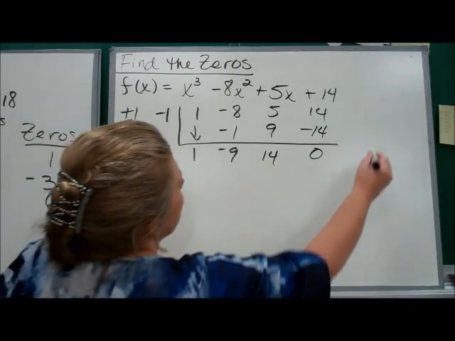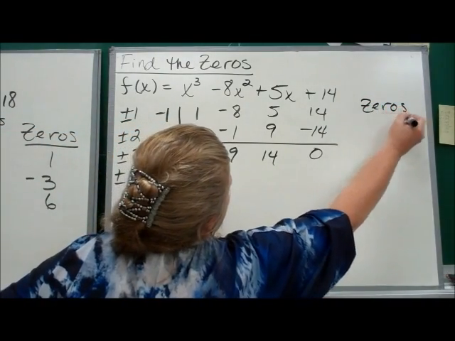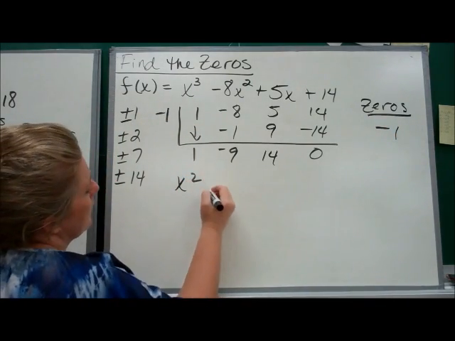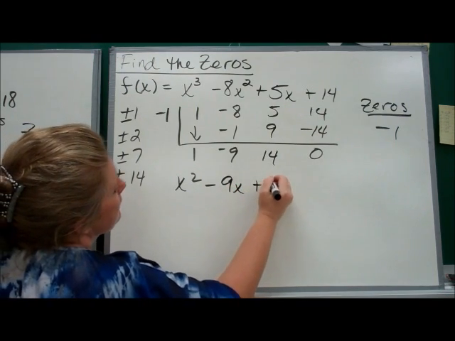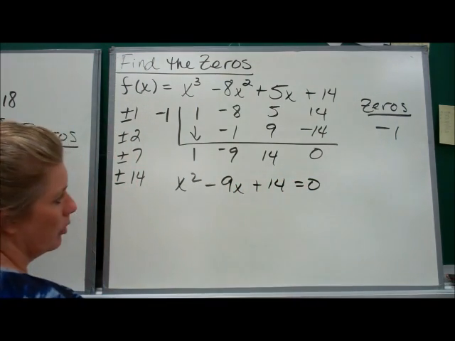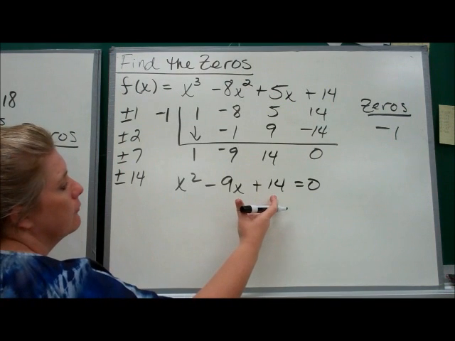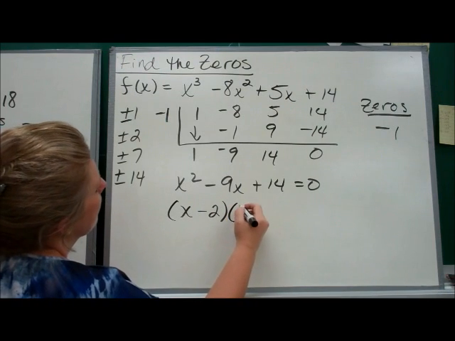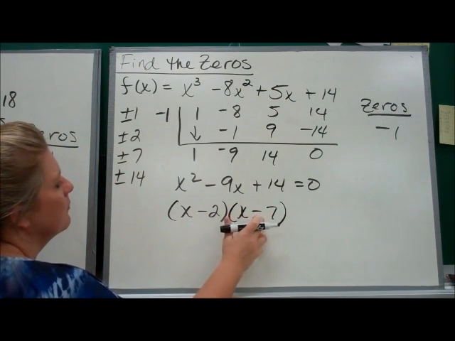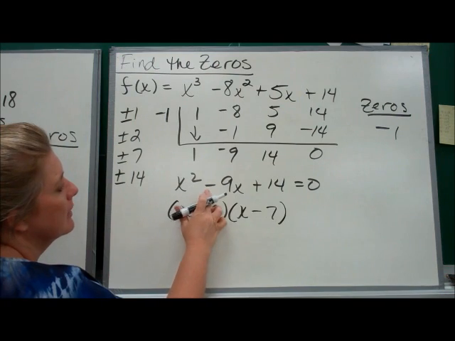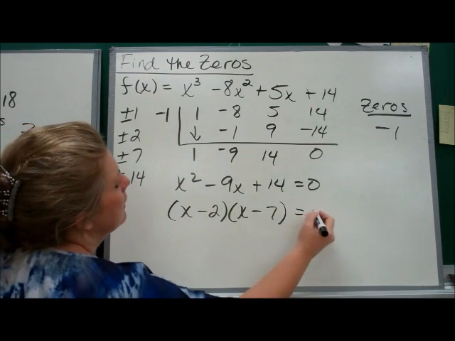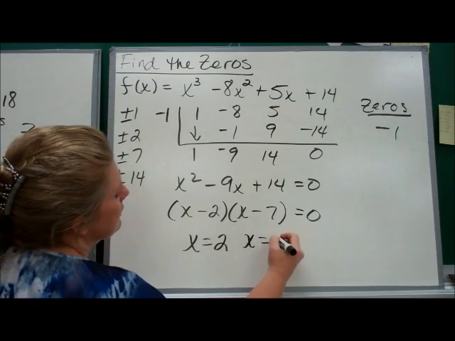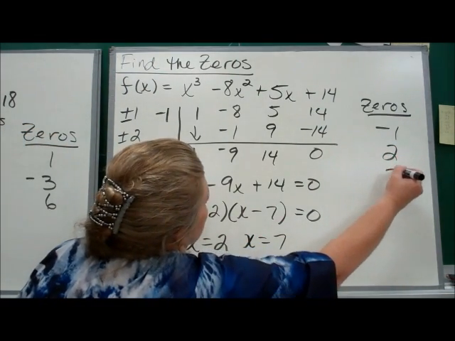Okay, so for our zeros, I've got negative 1. Next one, this is x squared minus 9x plus 14. Set that equal to 0. And factor. Factors of 14 that'll add to 9. Oh, x minus 2, x minus 7. Both of these have to be minus because the middle term is subtracted and the third term is being added. Set each one of those equal to 0, x equals 2, and x equals 7. So there's your other two zeros.